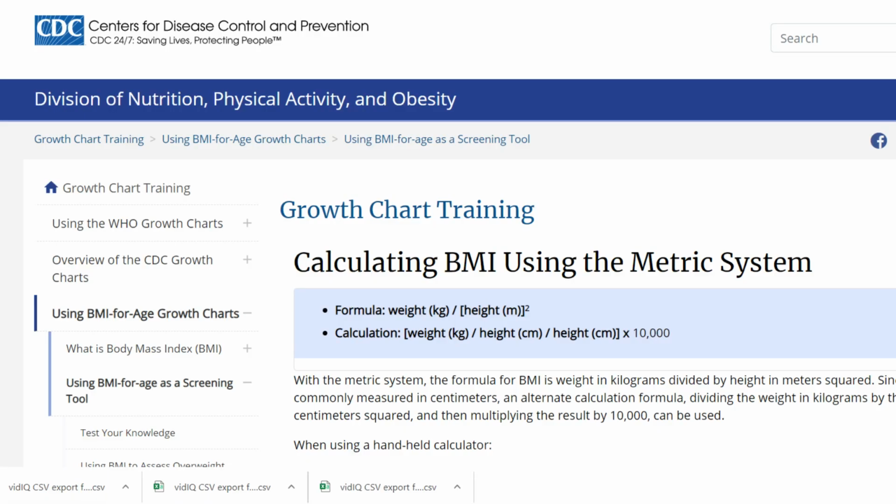Well, we need to follow the following formula. You take the weight divided by the height. Without pressing the equal sign, you divide it by the height again. Then you press equals, you multiply that by 10,000, and the first three digits are your body mass index.